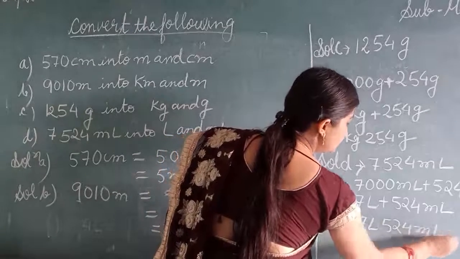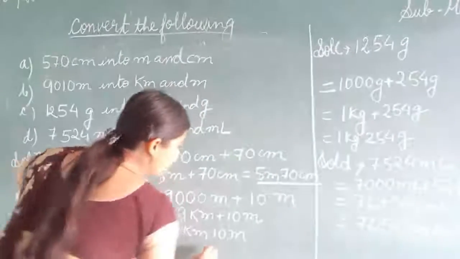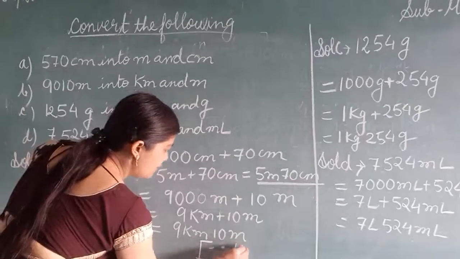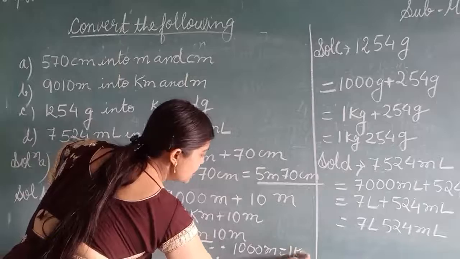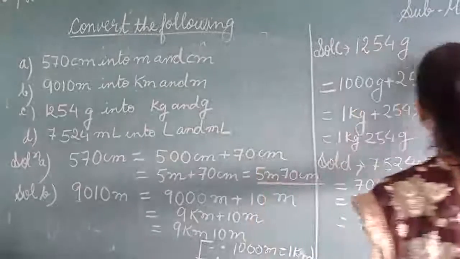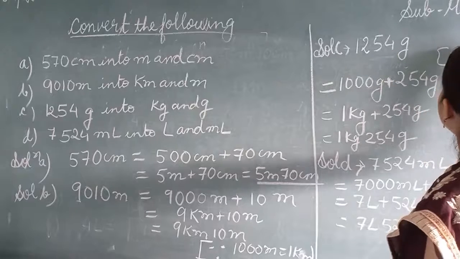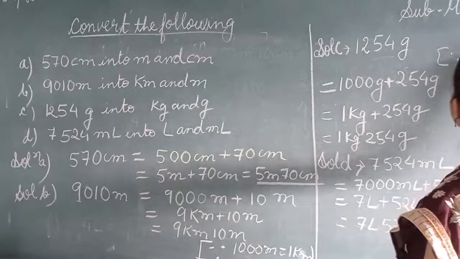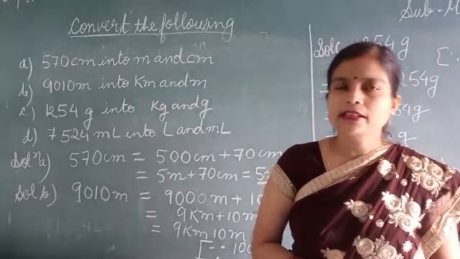And in every question, children, you have to write on the side like this, inside the bracket, because 1000 meter is equal to 1 kilometer. That's why we have written 9000 meters equal to 9 kilometer. Here also you can write like this, because 1000 gram is equal to 1 kg. Like that only, everywhere you have to write, children, inside the bracket. So children, keep on practicing. Thank you. Have a nice day.